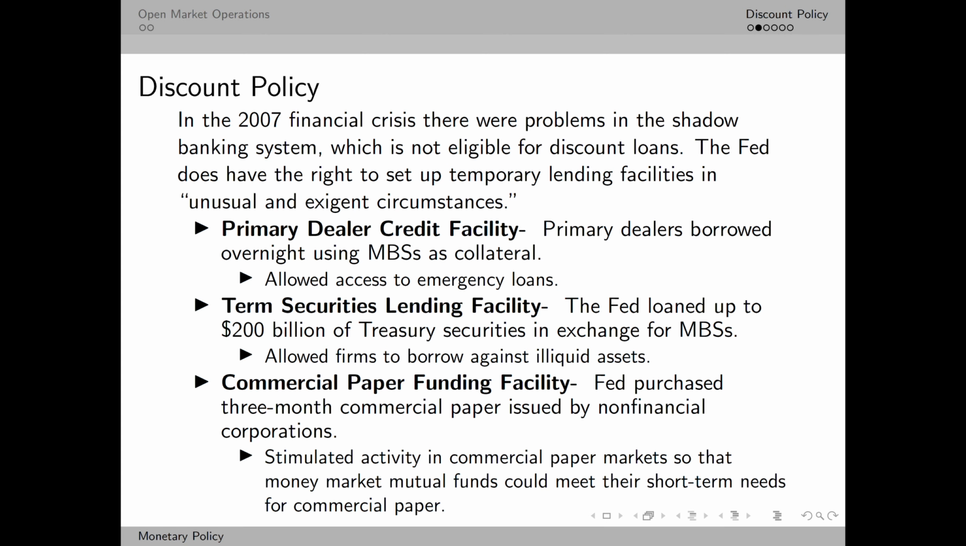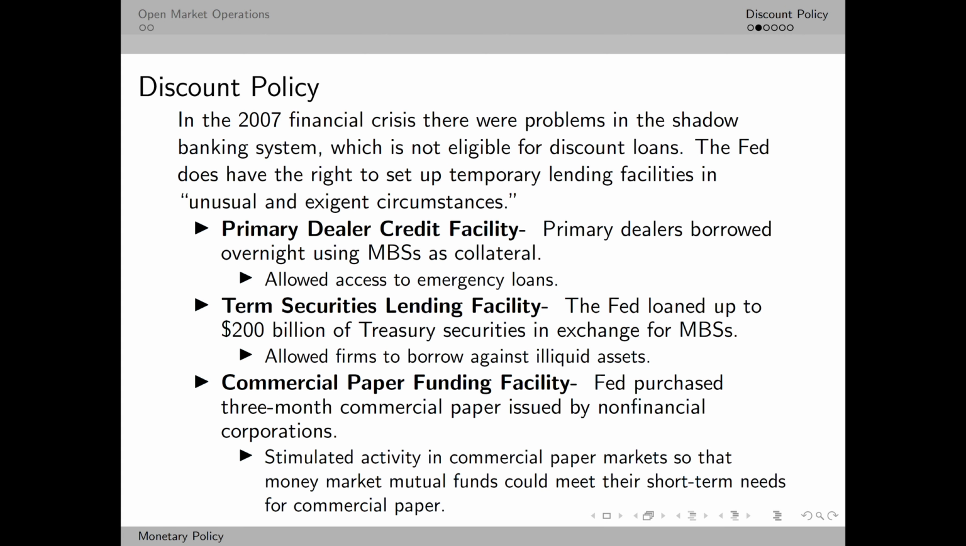First, they created the primary dealer credit facility. And these are primary dealers that borrowed overnight using their mortgage-backed securities as collateral, and it was the main way to allow primary dealers to access emergency loans. So when we say primary dealer, these are firms with temporary liquidity or book problems. And so really these are the shadow banking analogy to primary credit.